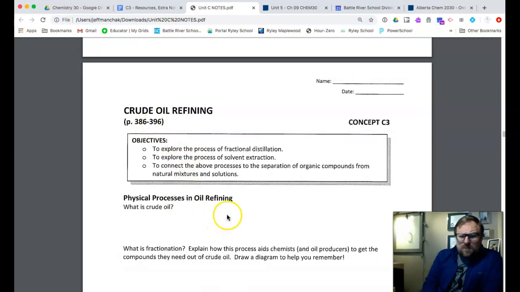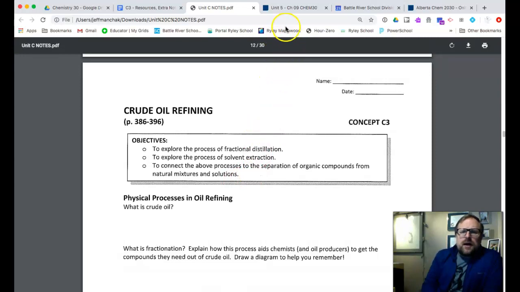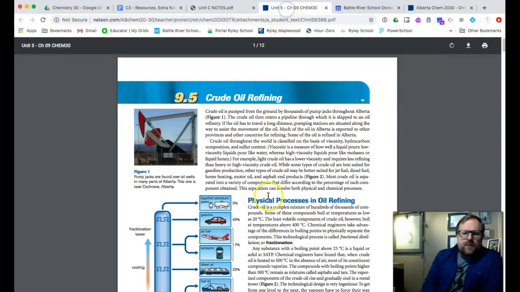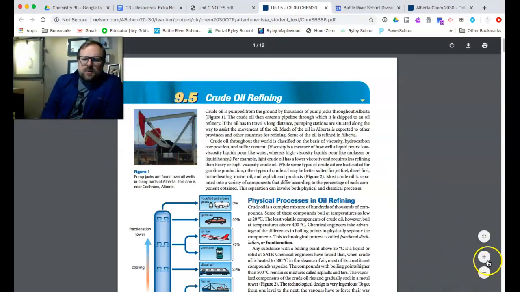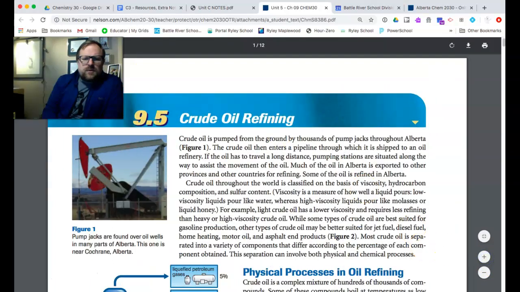And the really important bits that I want you to come up with here: what is fractional distillation, what is solvent extraction, and how do we get basically from crude oil into the stuff that we can actually start to work with and use. So I'm just going to open up a representation of what your textbook looks like, and I'm going to zoom in a little bit so we can see better.